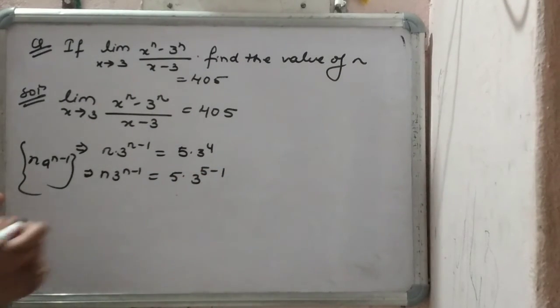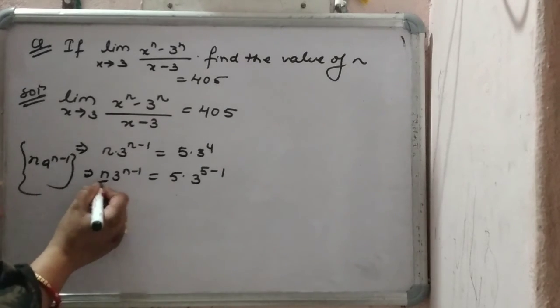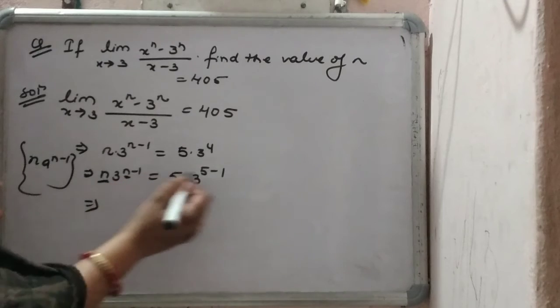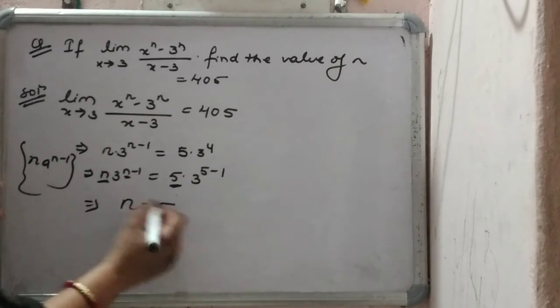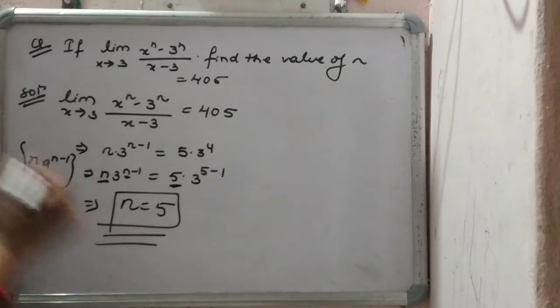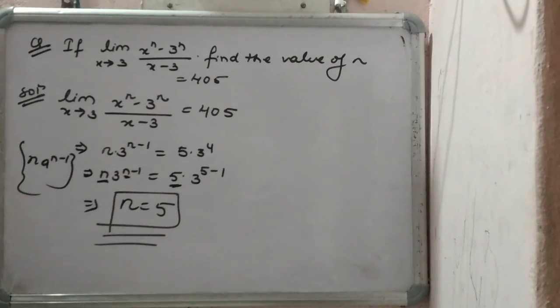Okay, now you can easily find out what the value of n is. In place of n, what is coming here? 5. So our n value is 5. So in this way you can solve the questions. Okay, in the next video we'll continue.